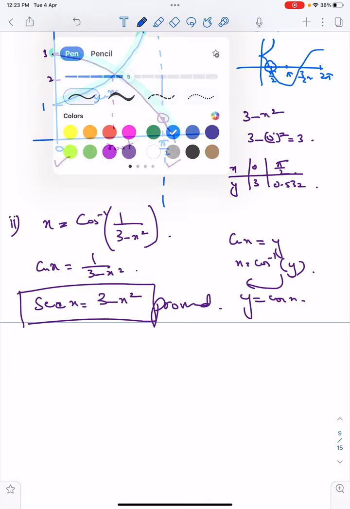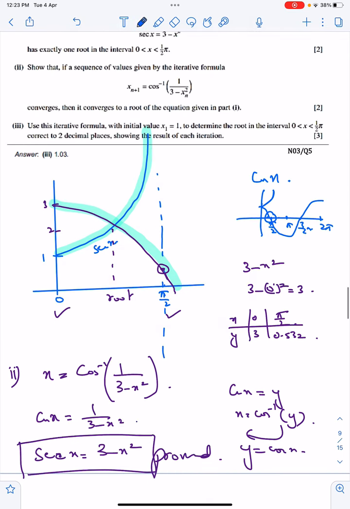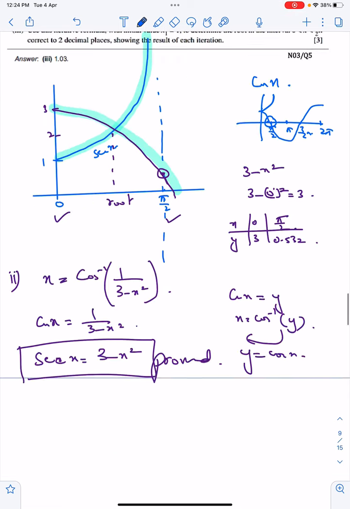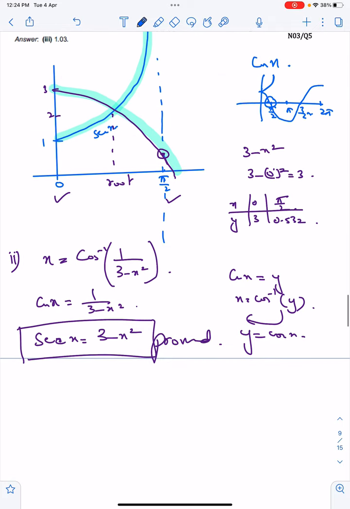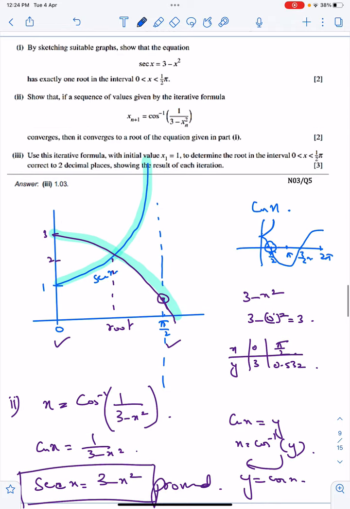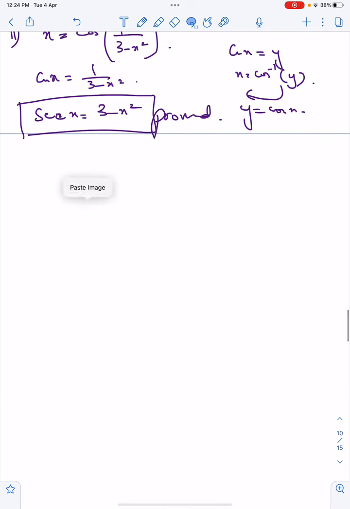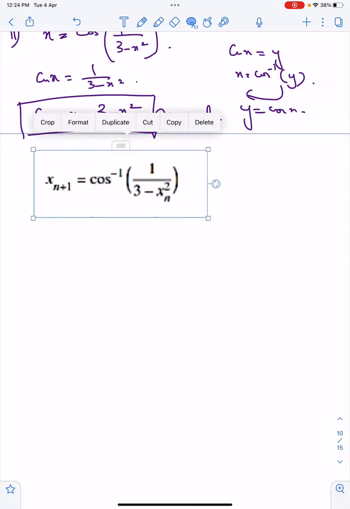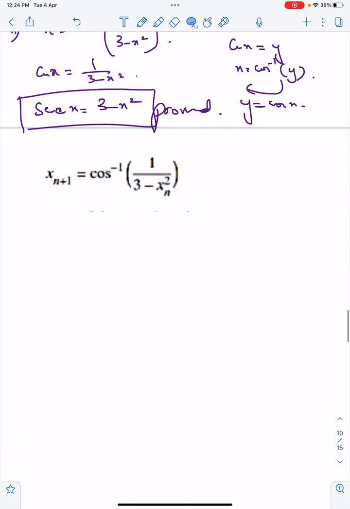Now I have to do the next part, which says use this iterative formula with initial value x equals 1 to determine the root in the interval 0 to half pi, correct to 2 decimal places, showing the result of each iteration. So you have to at least show the result of each iteration up to 4 decimal places and then the final answer up to 2 decimal places. So what you have to do in this question is write down the iterative formula with n's. I'm just copying it here. And the initial value which you have to take in this case is 1.